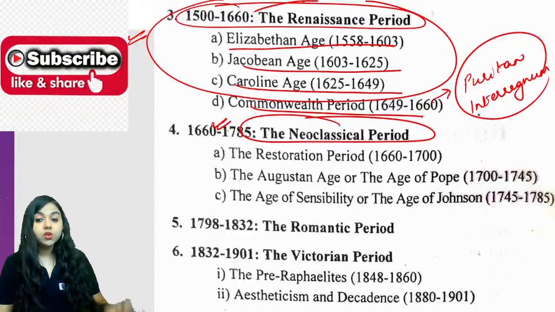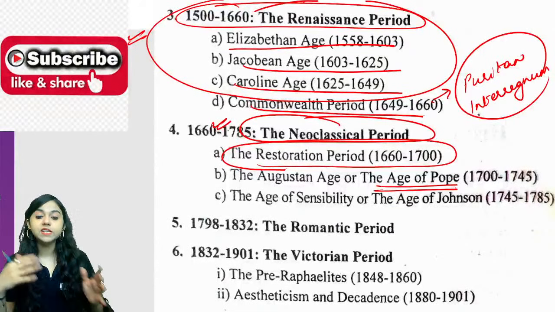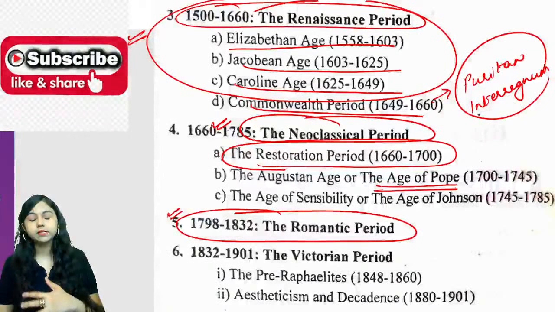In the neoclassical period, the Restoration Age is the precursor, the starting point of the Neoclassical Age. Then it is followed by the Age of Alexander Pope. The Age of Sensibility is also coming in. Then you have the Romantic period. The Romantic period is where your detailed questions get started. Up until here, the basic overview questions are coming in. But the most important detailed questions, reference to context questions, are also coming from the Romantic period.